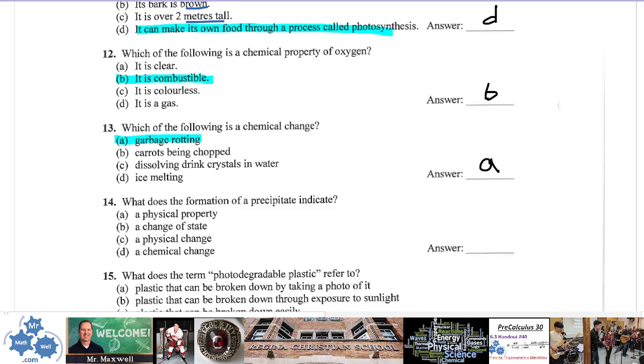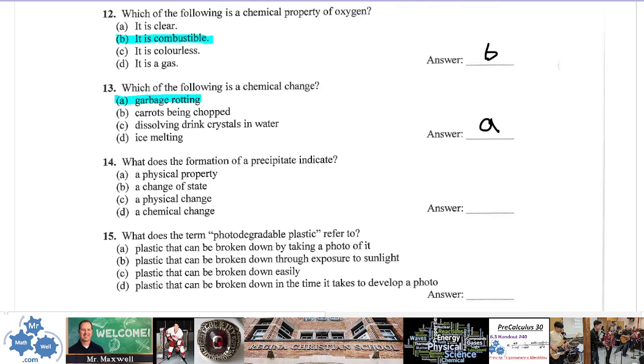What does the formation of a precipitate indicate? I don't know if we've talked specifically about precipitate in class. You would have looked that one up. In these quiz assignments, you have to look up things that you don't remember or that we haven't written down in our notes. A precipitate is something that falls out of a solution or is generated. So what does the formation of a precipitate indicate? A physical property, change of state, physical change, chemical change? B.